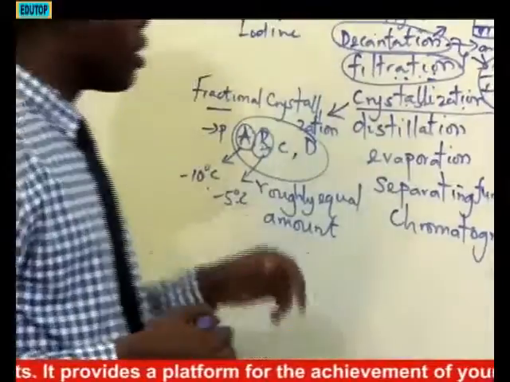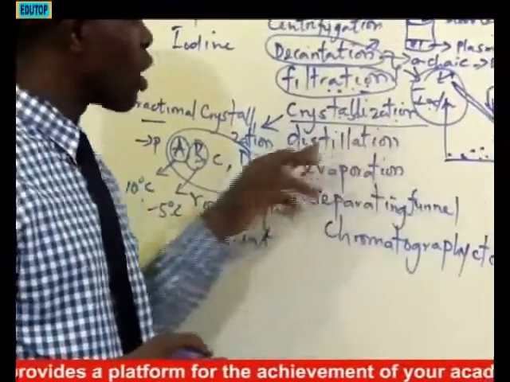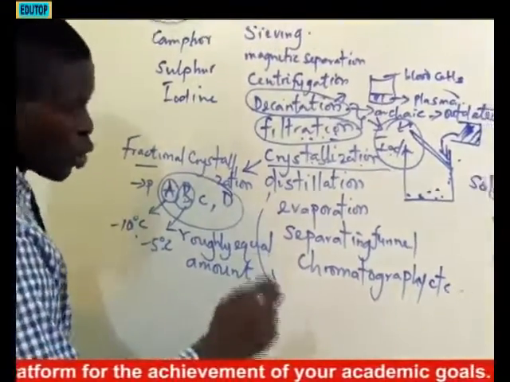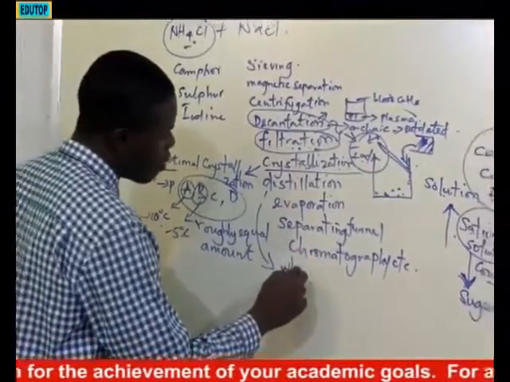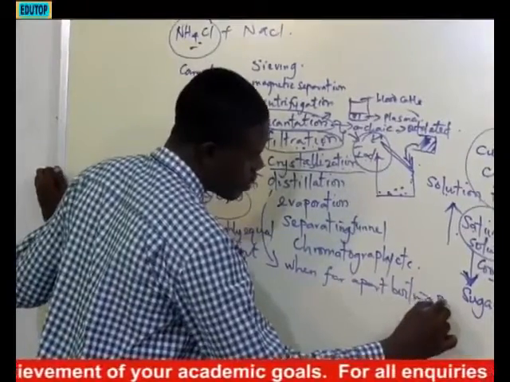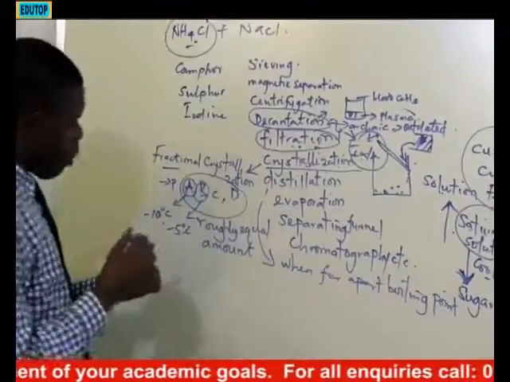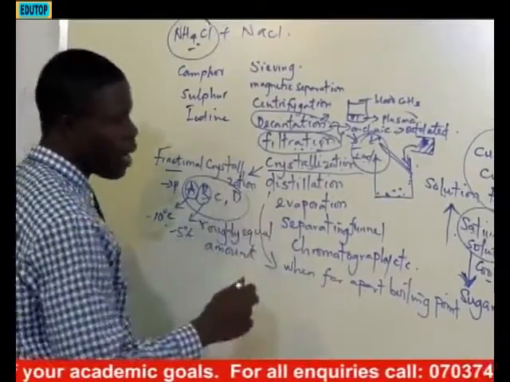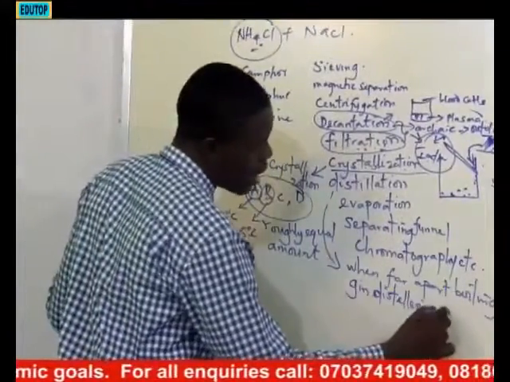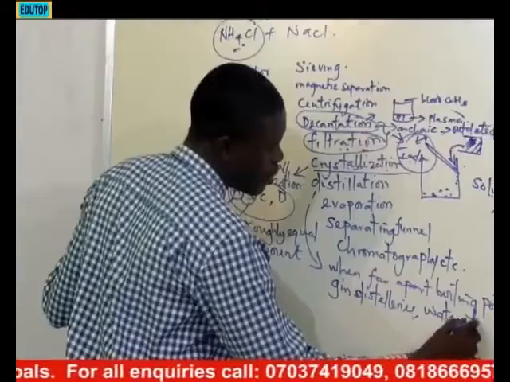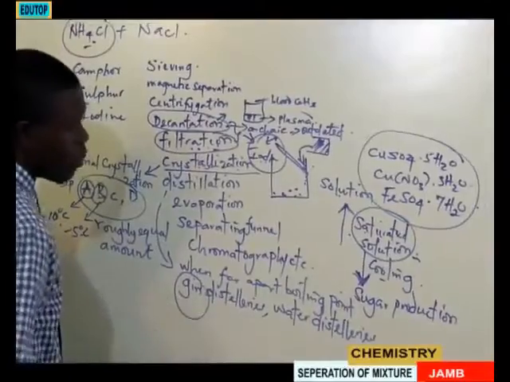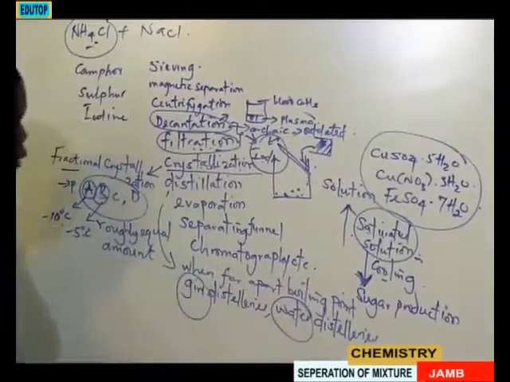In the case of distillation, it is used to recover solvents from solution when they have far apart boiling points. Far apart boiling points. And this process is employed in gin distilleries and water distilleries. In gin distillery to produce gin, and water distillery to produce water.